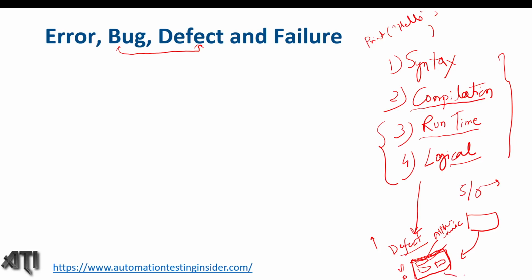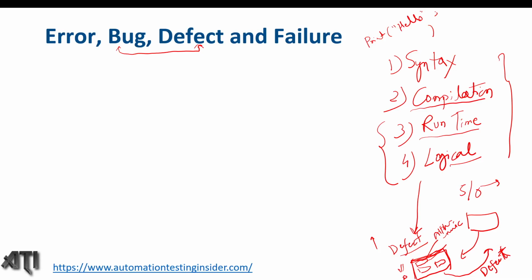So what we will do, we will revert to the development team. We will raise a defect. In that case, we will raise a defect because our actual outcome is not as per the expected outcome. So we will raise a defect in the defect tool. So that is a defect.